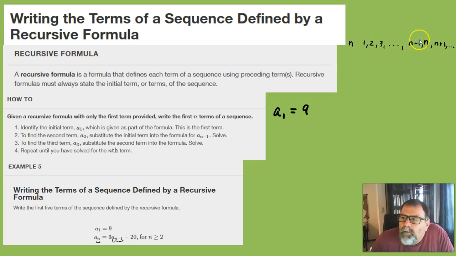If you want the term before n minus 1, that would be n minus 2. If I want the term after n plus 1, it would be n plus 2. So these are what we call consecutive terms. So if I want to find the nth term, I have to look at the term before it and multiply it by 3. That's what this tells us. The term before it, the preceding term. Okay, so a sub 2 will be 3 times a sub 1 minus 20, which is 3 times 9 minus 20, which is 7.